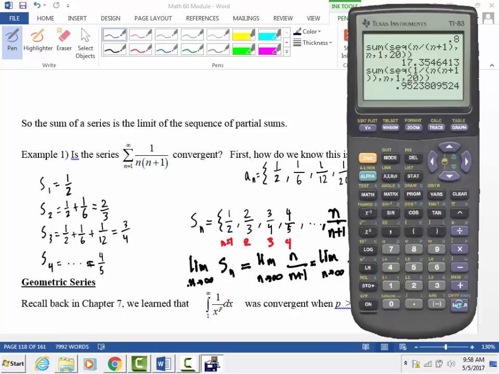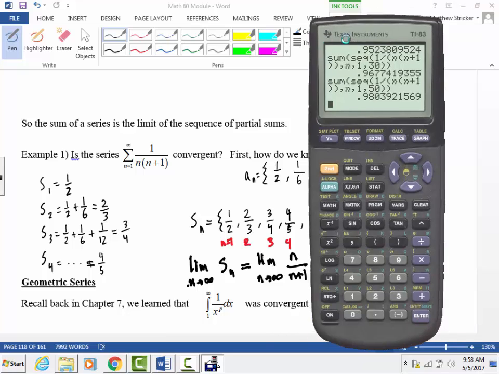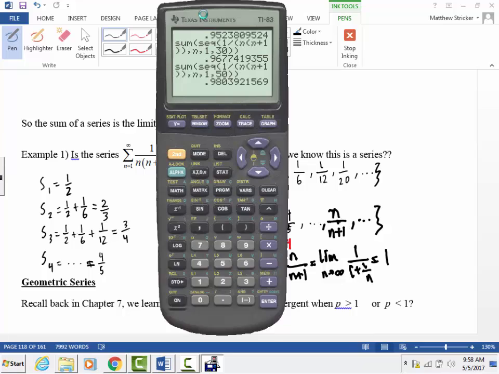And look, what if we change this to 30? What is it going to get closer to? What do you think? 0.97. You change it to 50. It's adding up the first 50 terms. 0.98. Can you see what this is doing? The limit of the partial sums is approaching 1.